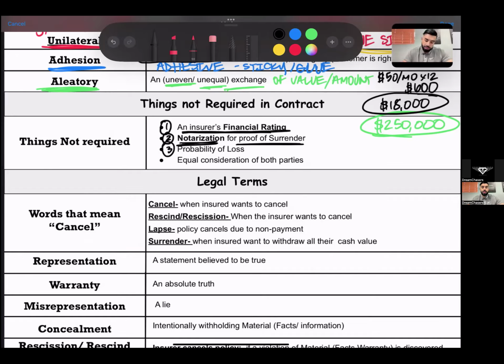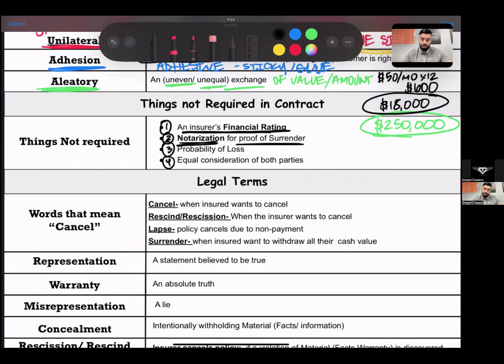Number three is the probability of loss. So probability of loss will also not be stated in the contract. Obviously, we all know that the probability of loss, meaning death, is always there. So that is not going to be written in the contract. And the equal consideration of both parties also will not be stated in there, meaning both parties are giving something of value. The person's paying their premium, the company's going to pay the claim if the person passes away. That's just the nature of what the insurance contract is. So that will not be written in there.